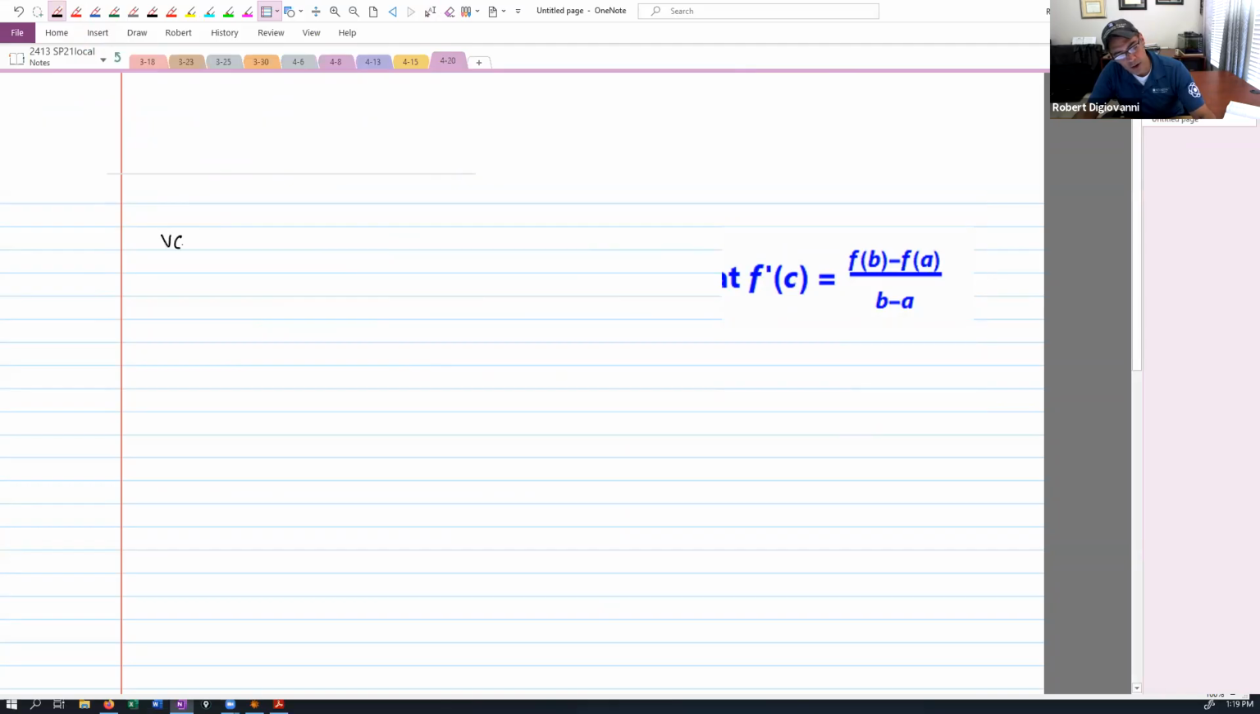So I want us to verify the mean value theorem for f of x equals negative x cubed plus 4x squared on the interval 1, 3.